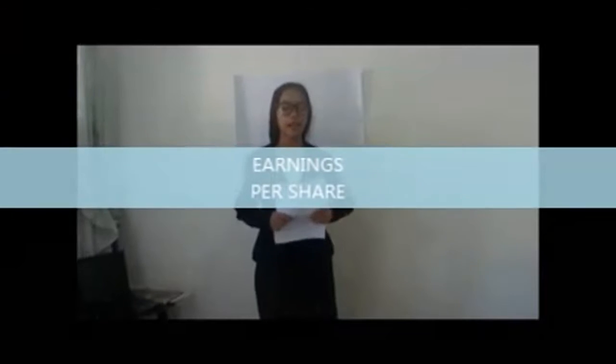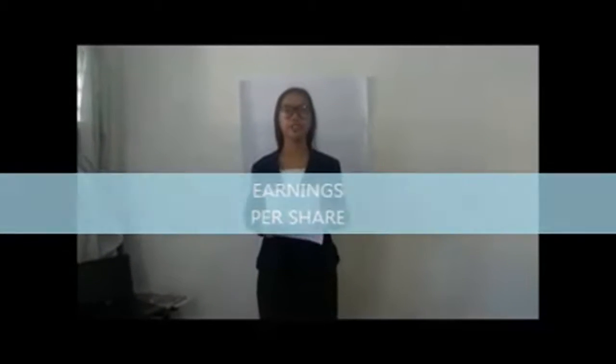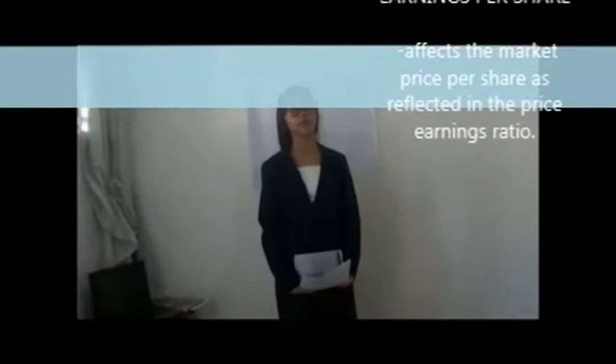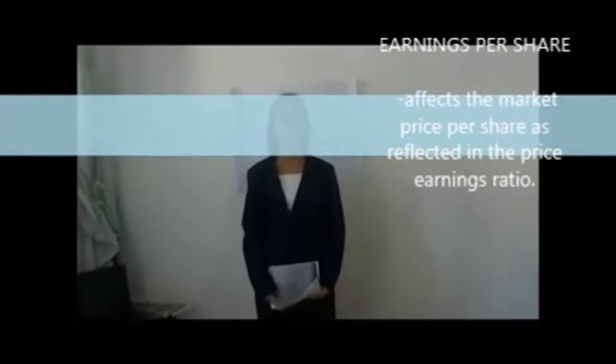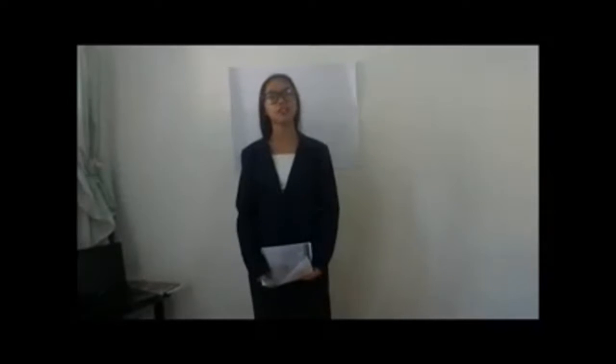I'm the first reporter, and I will discuss the earnings per share ratio. Earnings per share ratio measures how many dollars of net income have been earned by each share of common stock. It is computed by dividing the net income less preferred dividend by the number of shares of common stock outstanding during the period. It is a popular measure of overall profitability of the company. It is usually expressed in dollars.